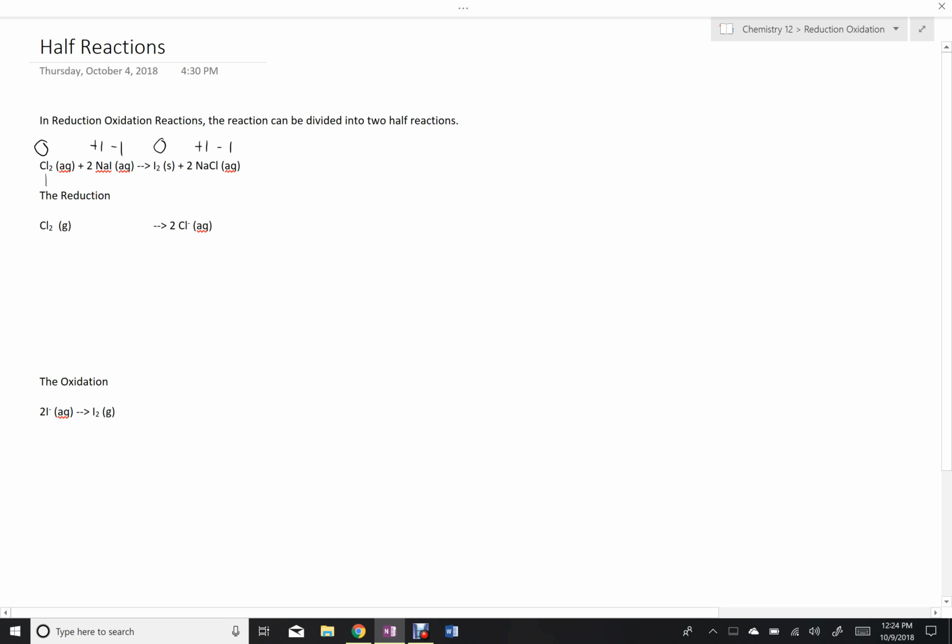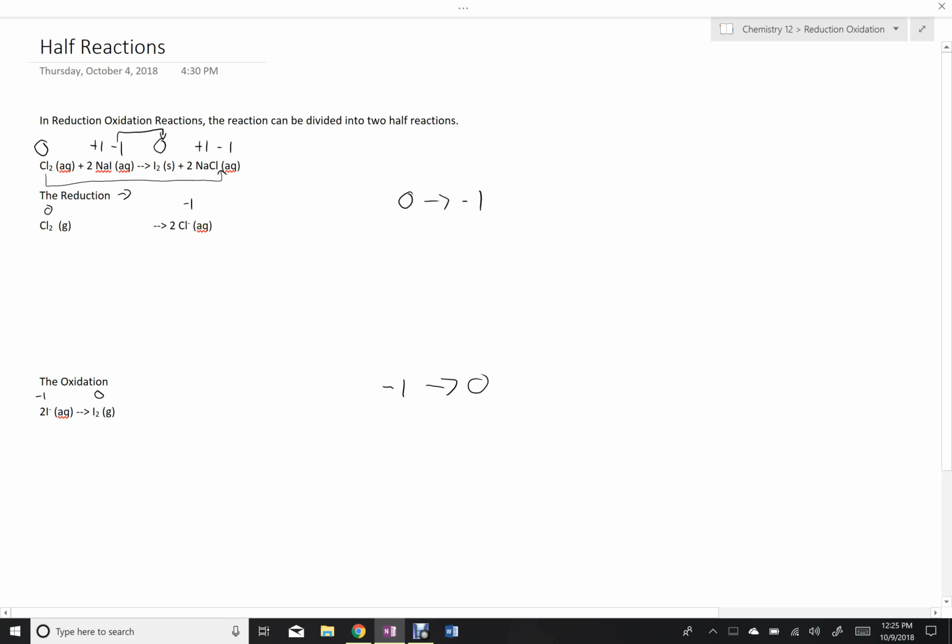So we can see that the chlorine has gone from 0 to -1, and the iodine has gone from -1 to 0. So I can write these as the reduction and the oxidation. To figure out which one's which, remember, reduction is the one where the oxidation number is decreased. So if I went from 0 to -1, that is a reduction in oxidation number. And the oxidation is the one where the oxidation number is increased. So if I went from -1 to 0, that's the oxidation.